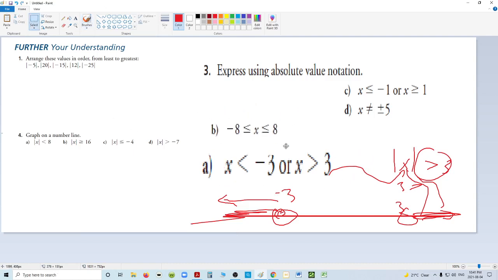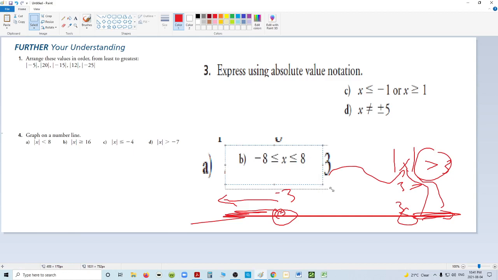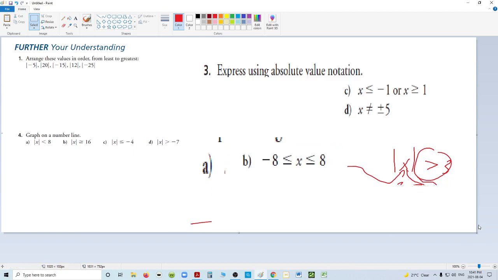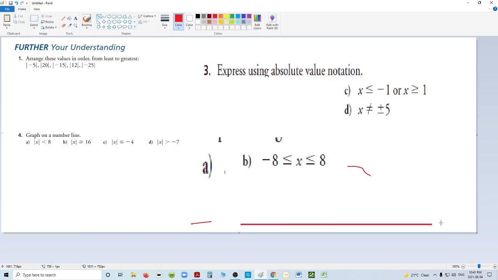What about this one? Well, this time it's the same thing, except that now we're looking for inclusive. So that means in between the minus 8, use your number line, in between the minus 8, which is here, and including, because it's the bigger or equal to sign, including all this in here all the way up to plus 8.